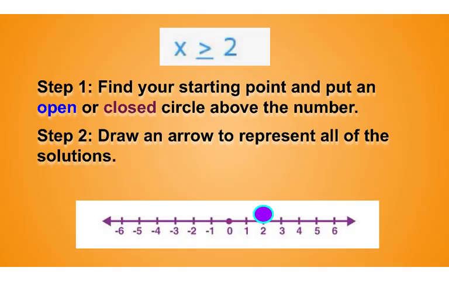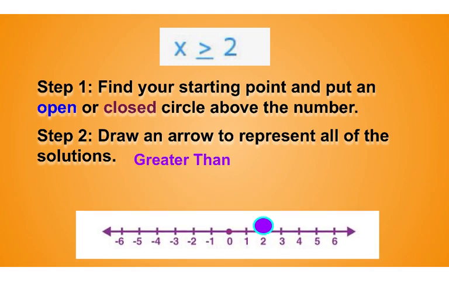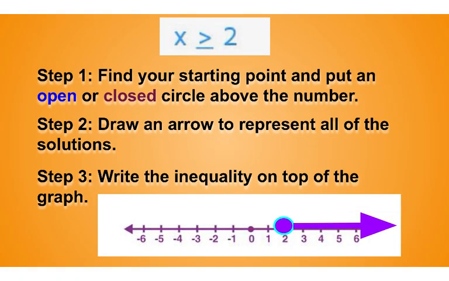Next, we have to draw arrows to represent all the solutions that x might represent. Therefore, if we have a greater than symbol, we're going to draw an arrow to the greater numbers or to the right. If we have a lesser than symbol, we're going to draw an arrow to the left or where the smaller numbers are. In this case, we have a greater than or equal to, so my arrow is going to point to the greater numbers or to the right. And the last thing I'm going to do is write the inequality on top of the graph.